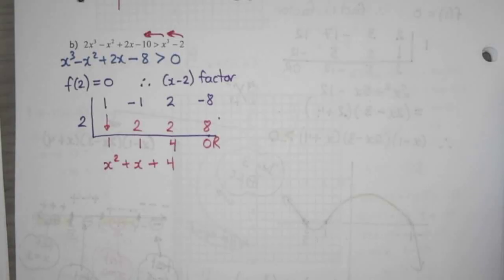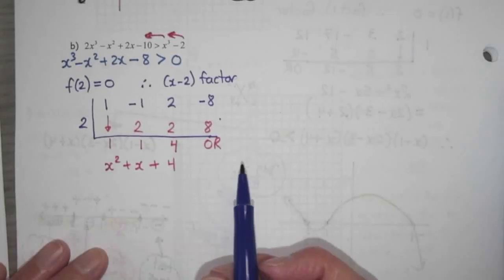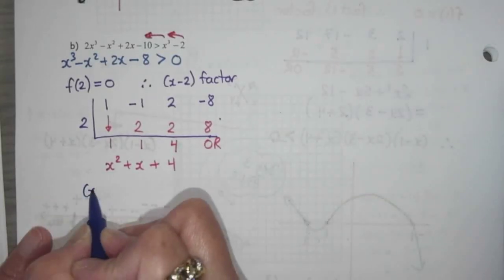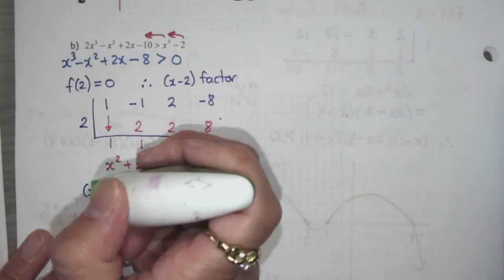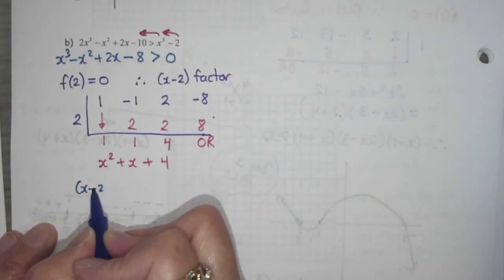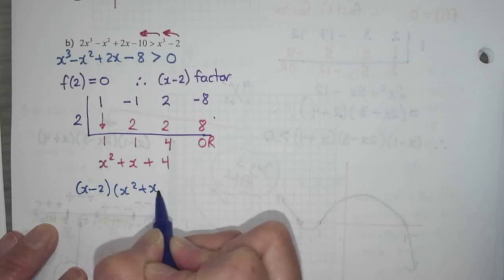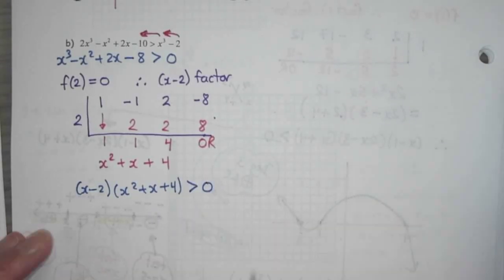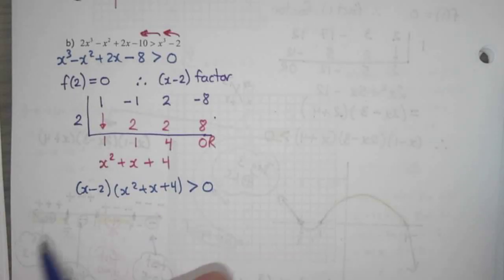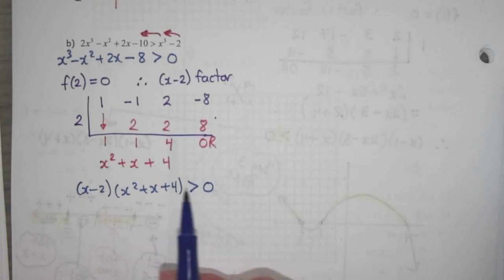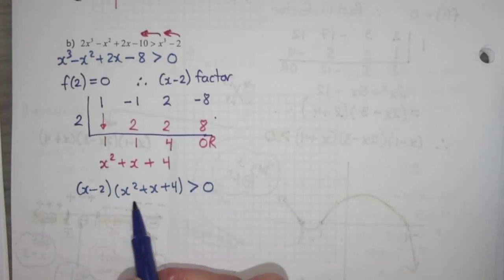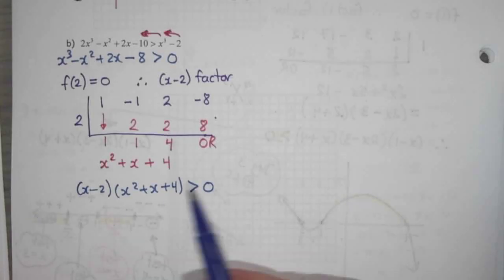Can I factor that anymore? No. So this is my answer in factored form. I have x minus 2, and then x squared plus x plus 4, and I'm looking for when that's greater than 0. But this is a trinomial. Even though it can't factor, this is different than last chapter. Last chapter we were fully factoring. That is fully factored. But when we graph it, technically I can give you something here that actually has roots.